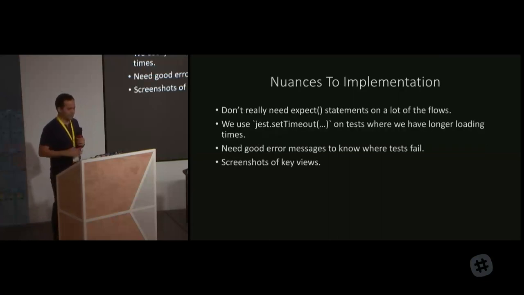There are some nuances. We don't use expect statements all the time, which is a little weird for people that normally test, because you're used to expecting something. The way our tests fail is that if it doesn't finish the flow, it counts as a failure. If it doesn't find the element it needs to interact with after a set amount of time, the normal timeout being 500 milliseconds, I think, it just fails, and that's how you know the test failed. So we want to get good signal from that.